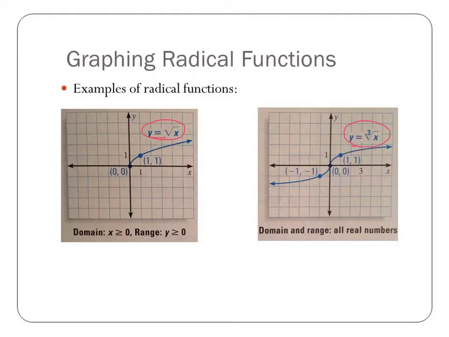And what I want you to notice is that the parent function, so we haven't moved it anywhere, first of all, they both go through 0, 0. And they both go through 1, 1, and then your cube root also goes through -1, -1. And so if we base it off those 2 or 3 points, we can take how a function moves or shifts and apply it to graphing other square root and cube root functions.